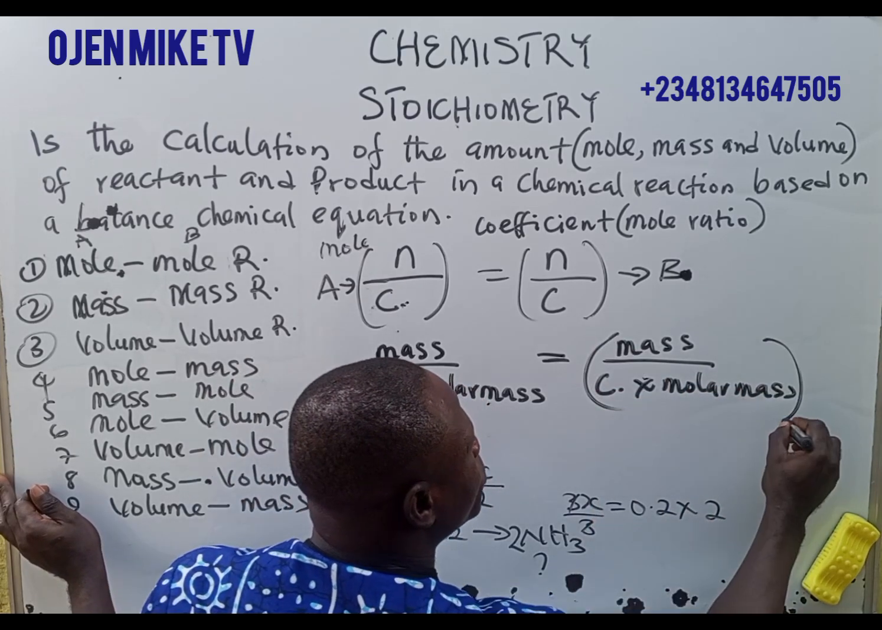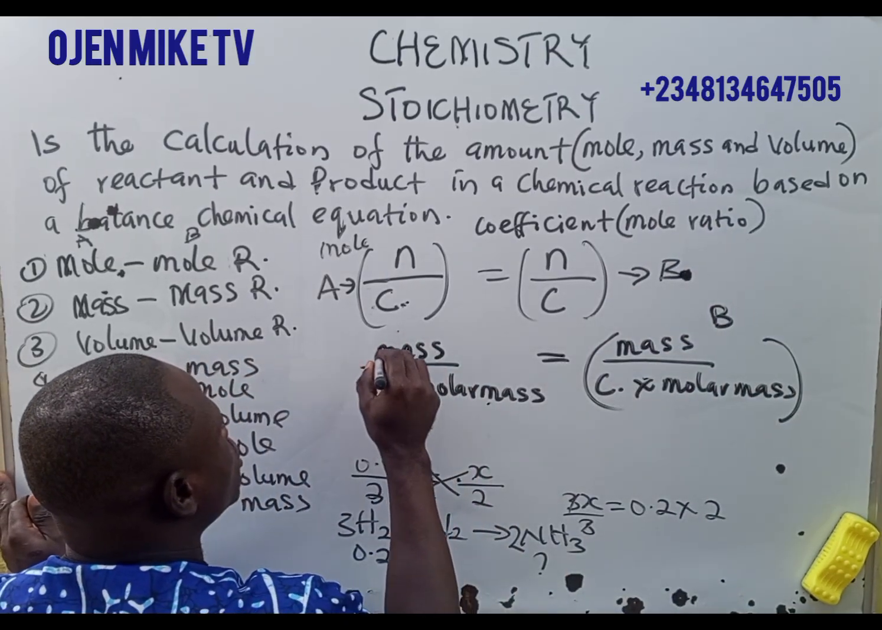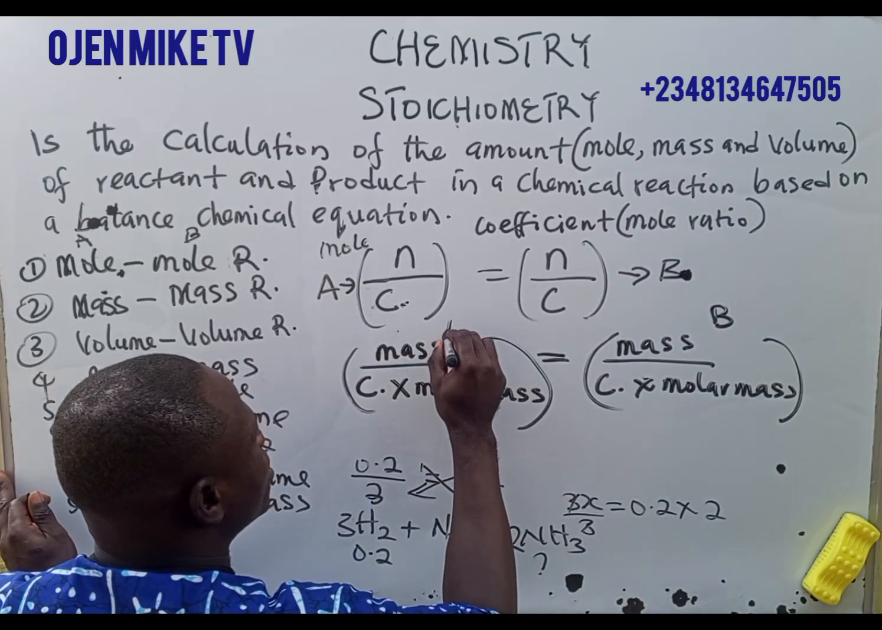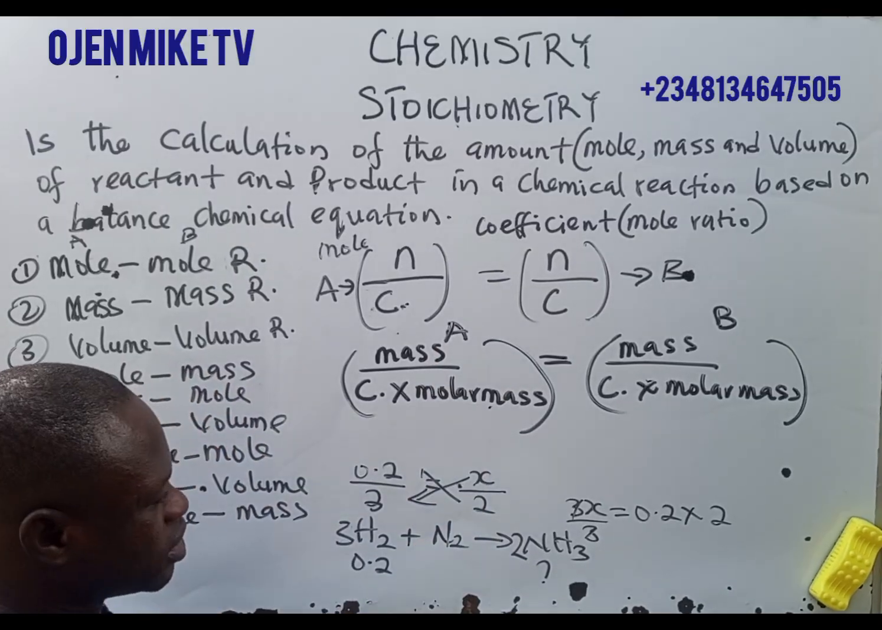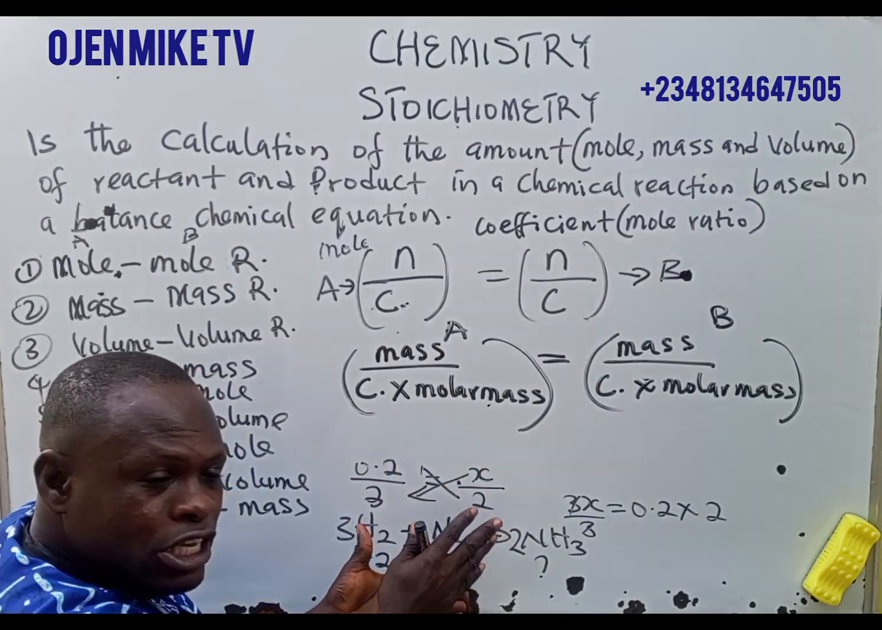This one is your B, what you will be asked to find, and this one is your A, what you are given. So it is very, very simple. You just apply the same rule.